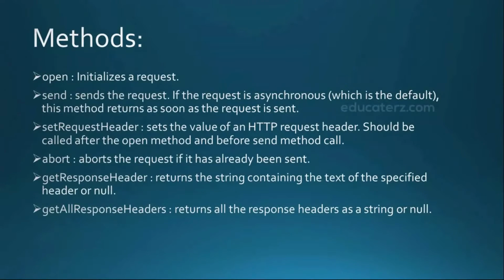Let's check the methods available over this XML HTTP request. First is open. The open method is used to initialize the request. Then send, which sends the request. If the request is asynchronous, this method returns as soon as the request is sent.